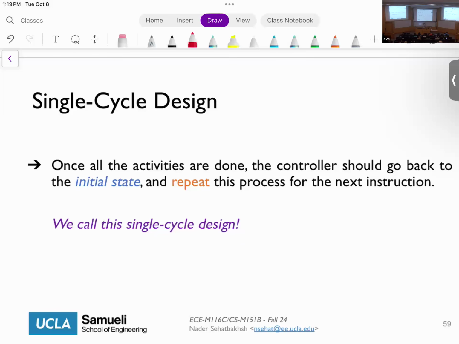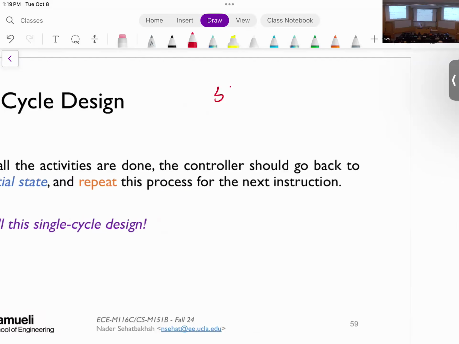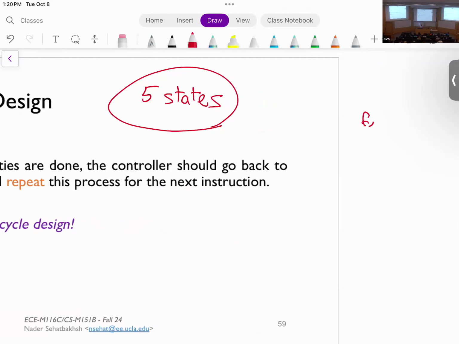One thing that you're going to see in this class is, depending on how you switch between the states, you're going to have different designs. So for example, if I have, let's say, 5 different states, okay, if I do this all in one cycle, so essentially in one cycle, I fetch the instructions, I execute them, and then I update the PC and save the results and then go back. If I do all of these things in one cycle, we call this a single cycle machine, which means that every clock cycle, I run only one instruction, okay?